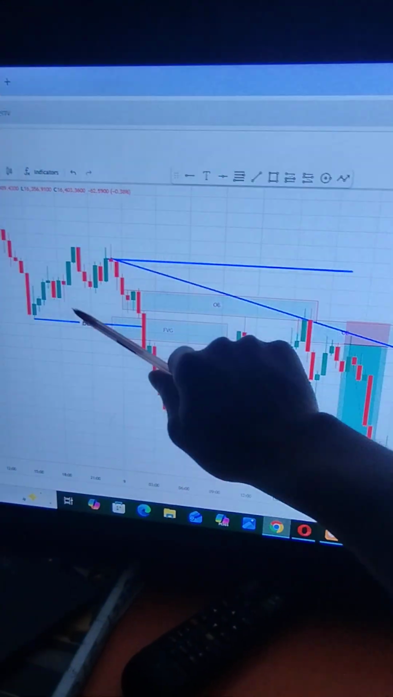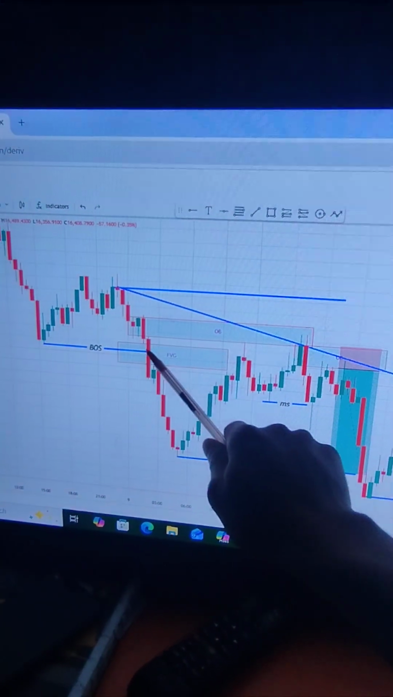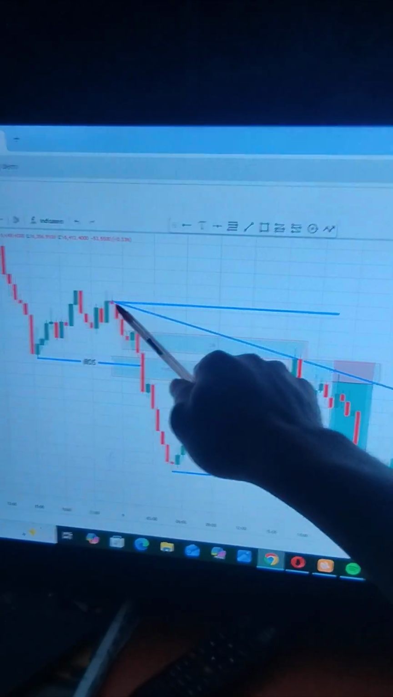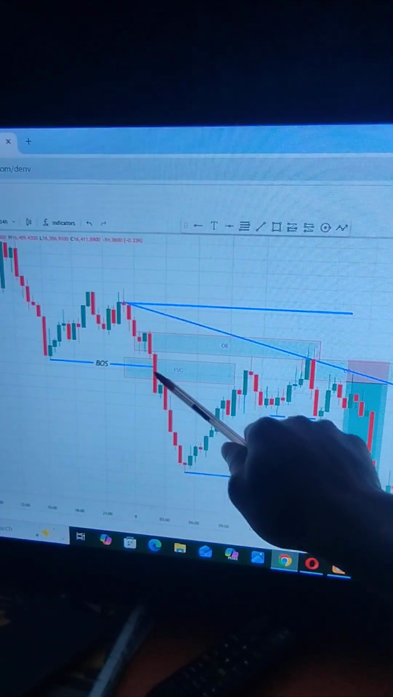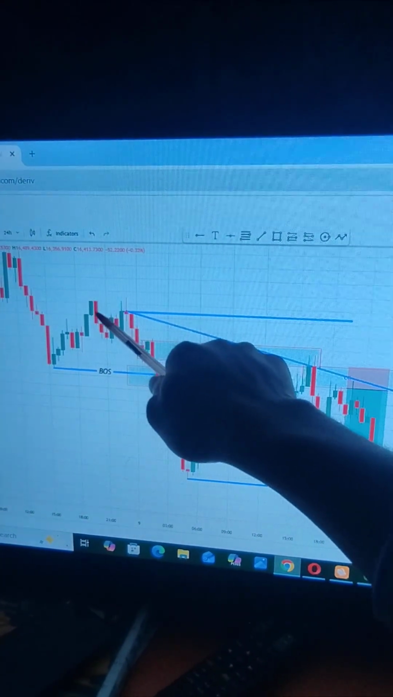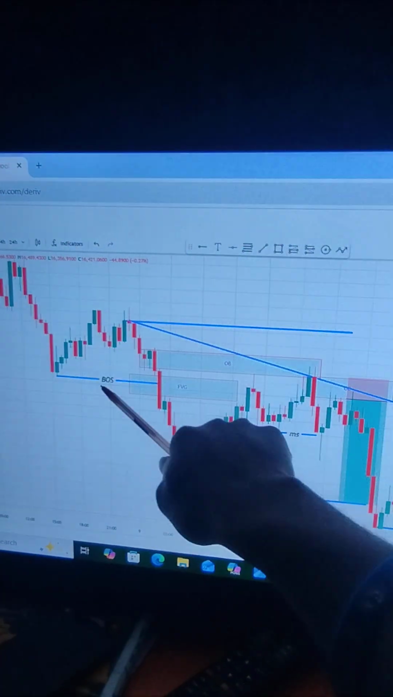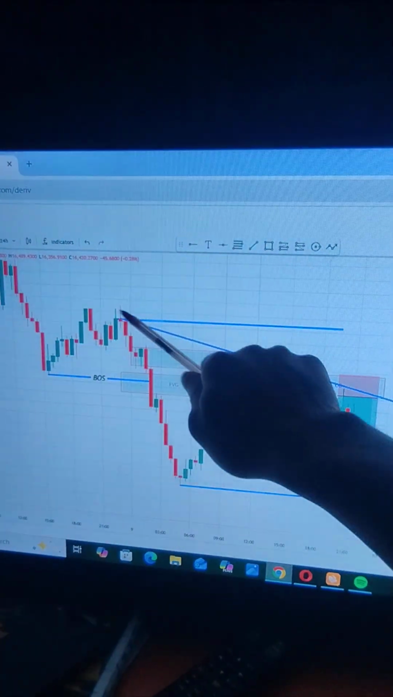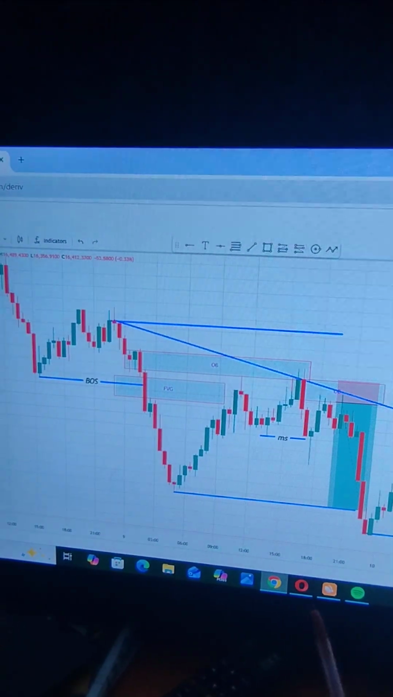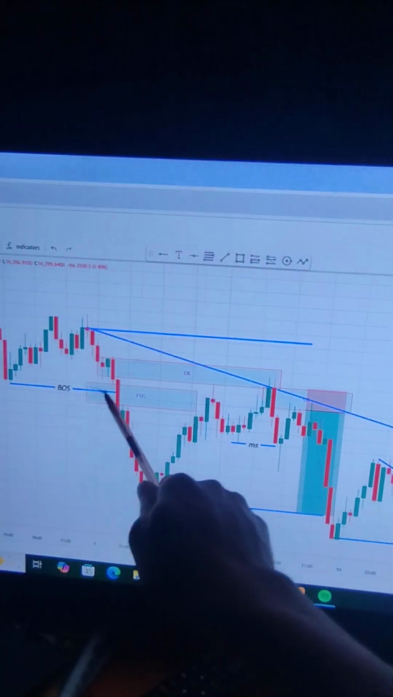What confirmed to us that this is a valid break of structure is, number one, it has a fair value gap. Number two, there's an order block, and number three, this is the last high point that leads to this break of structure. So this is a bearish engulfing candle, which means the market is going to reverse. That's why this break of structure happened. This is an evening star, which is also a signal of a reversal. So that was a strong signal to sell at this point.